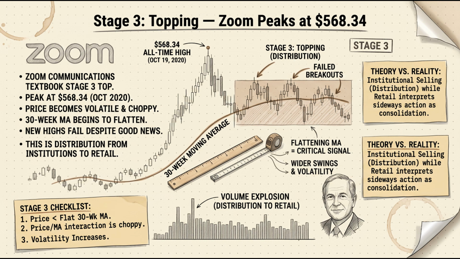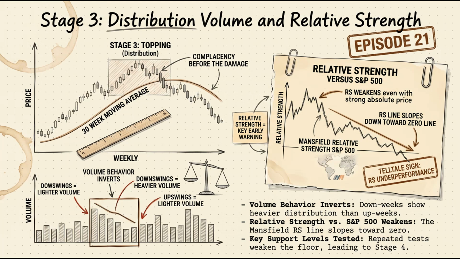This is distribution, institutions selling shares into public demand, while retail investors interpret the sideways action as healthy consolidation. Two telltale signs separate Stage 3 from a normal Stage 2 consolidation. First, volume behavior inverts. Down weeks show heavier volume than up weeks, indicating distribution rather than accumulation. Second, relative strength versus the S&P 500 weakens even while price may still look strong on an absolute basis.